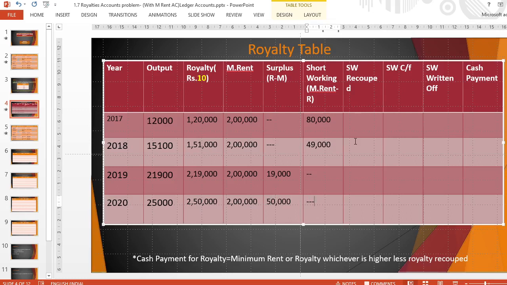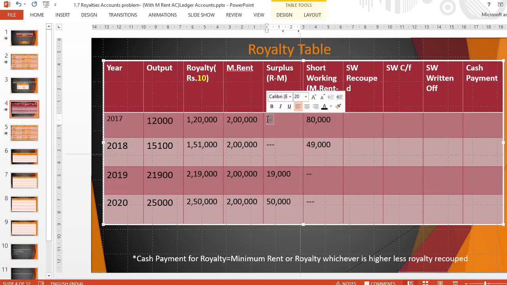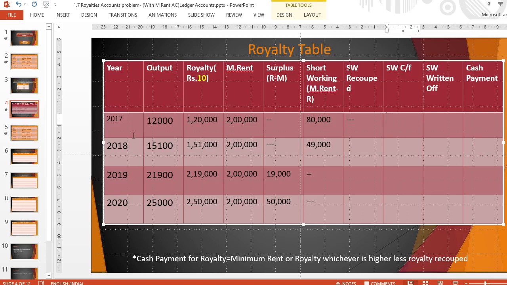After that, we need to consider recoupment, carry forward, and write off. So in the first year, short working of 80,000, there is no surplus to recover or recoup. So recoupment is nil and carry forward. We can carry forward the short working till 2019. So the entire 80,000 rupees is carried forward to next year. And write off, the entire amount is carried forward, so there is no amount to write off.